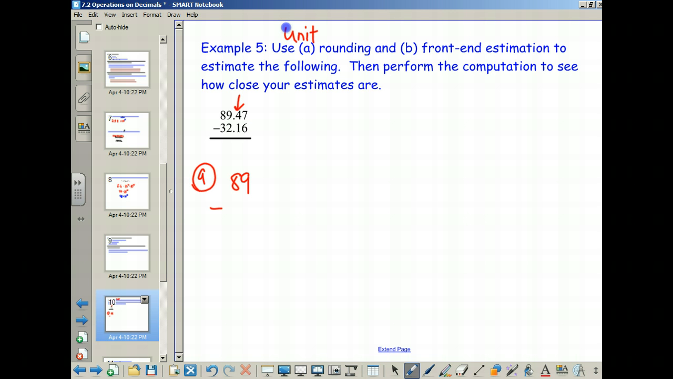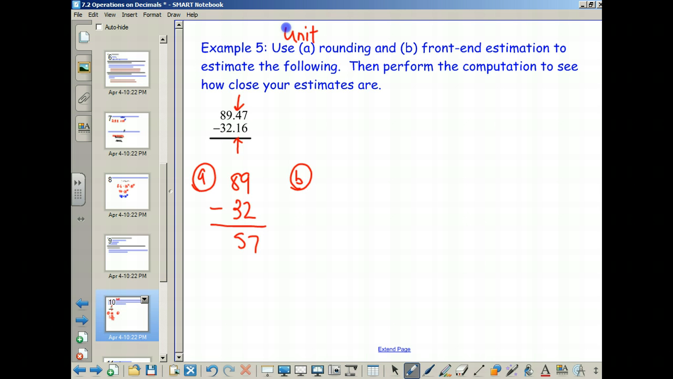And then if I do 32.16, I look at the 1 right here, and I say, okay, there's a 1 there, which means I do what? I round down to 32, right? And then if you take 89 minus 32, what do you get? 57. Now, because we're rounding to the nearest unit, this problem becomes very odd. I'll show you what happens when we do the tens in a moment too, so you can see there's actually a difference. If you're rounding to the nearest unit, we get the 89 and 32.